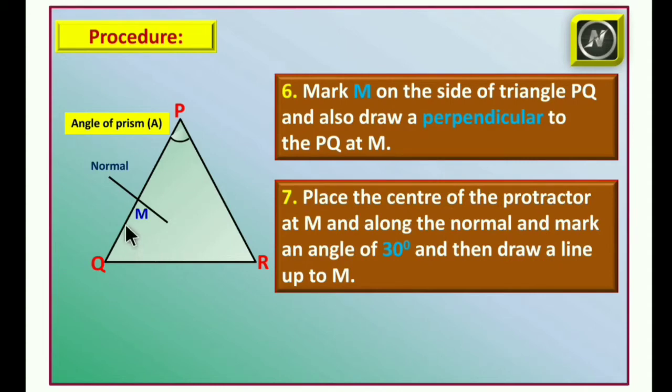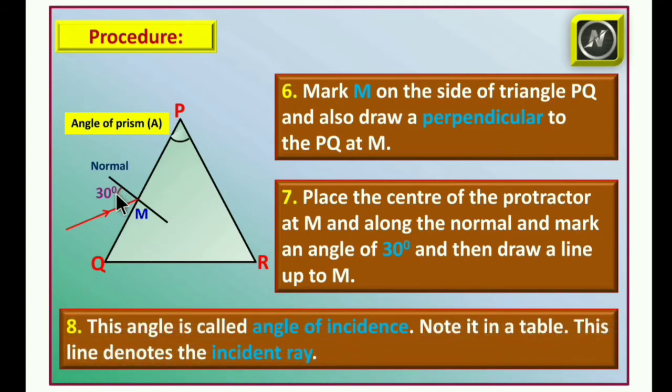Place the center of the protractor at M, at this M position, along the normal, and mark an angle of 30 degrees. Now draw a line up to M.